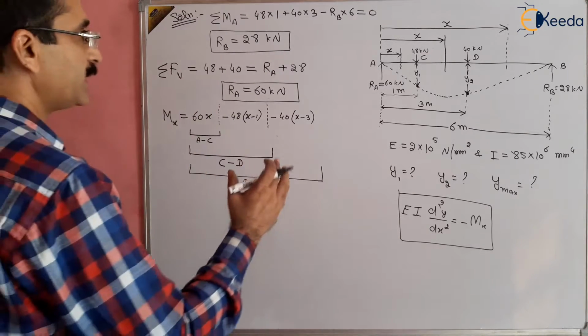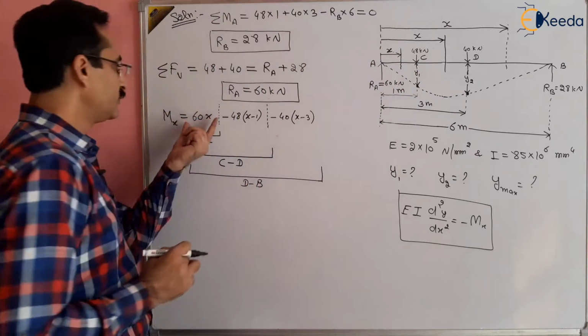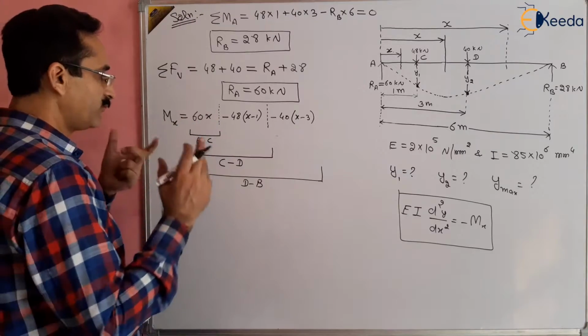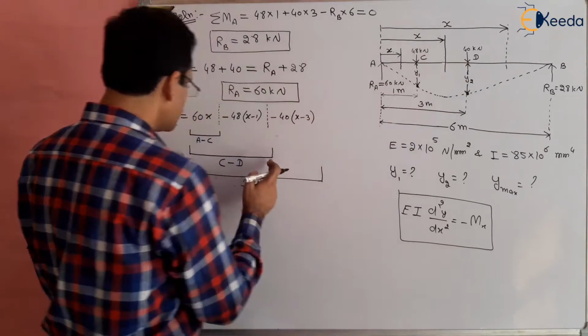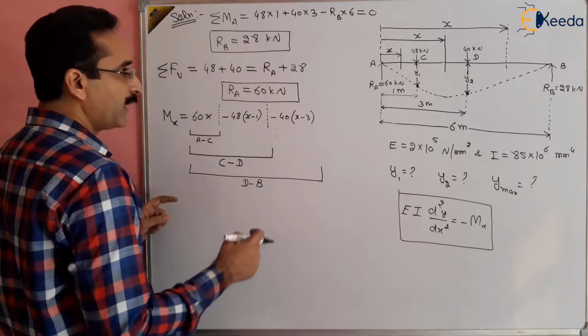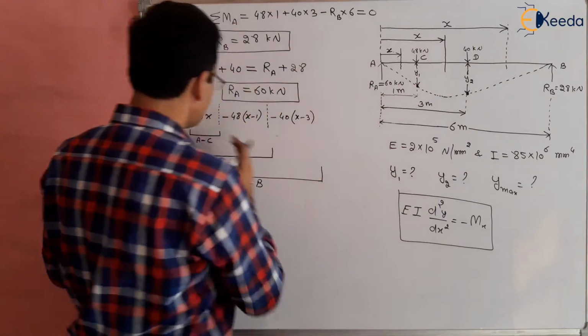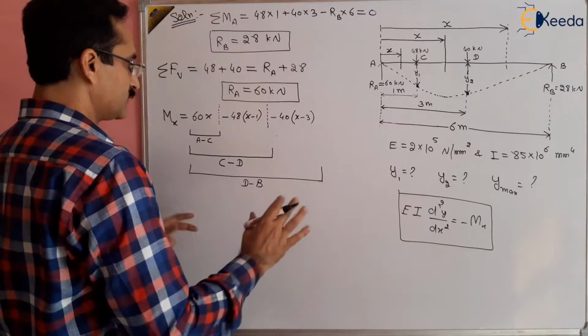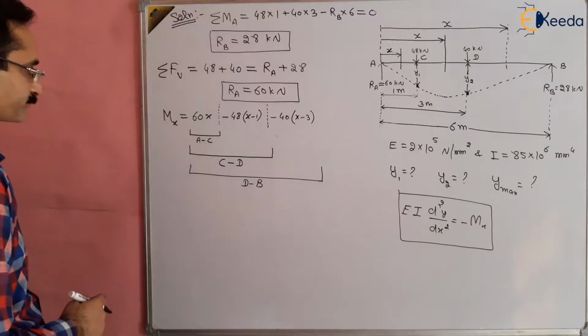So when we are between A and C, we will use this part only. When we are between C and D, we will use both parts, up to the second dotted line. And when we are between D and B, we will use the whole bending moment, right? So this is the concept.